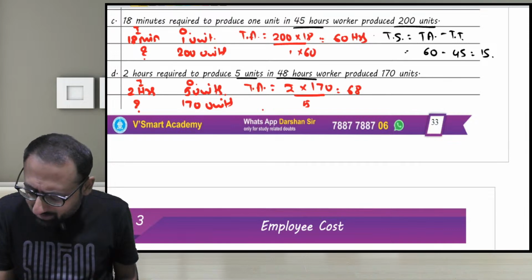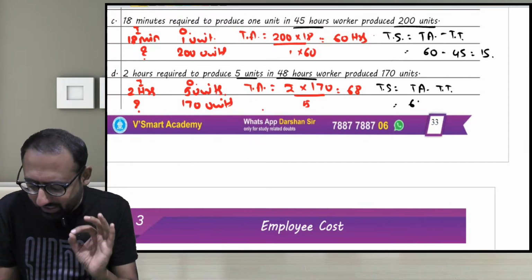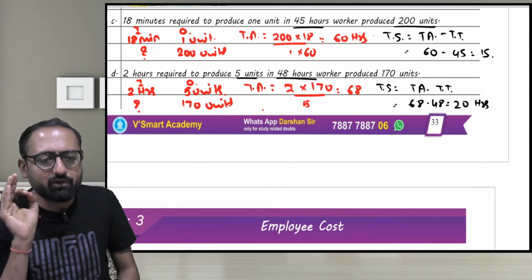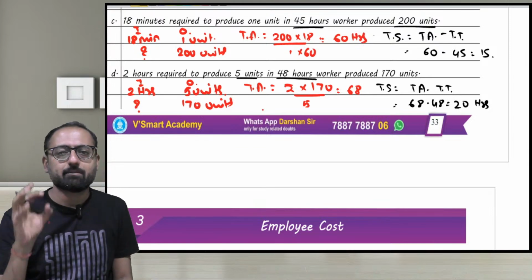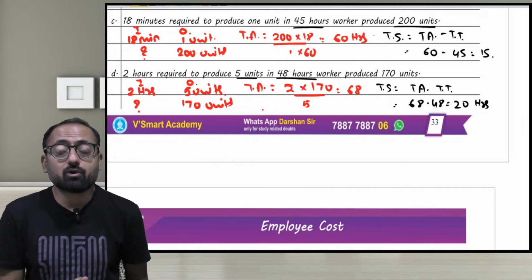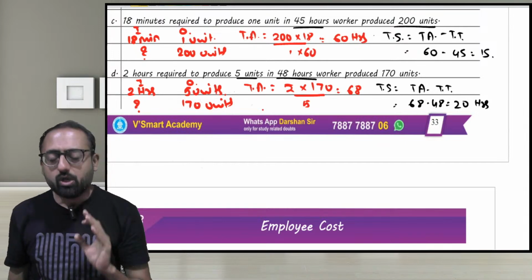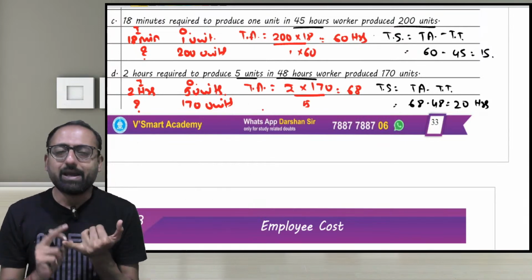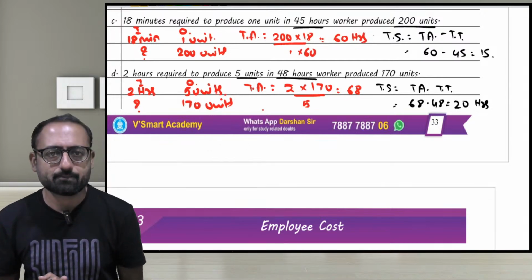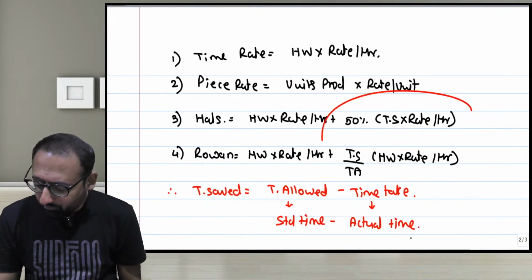Sure. So boys and girls, time saved is equal to time allowed minus time taken. Time allowed is 68, time taken is 48 hours and time saved will be 20 hours. Now I hope every one of you has got the concept of how to calculate time saved and time allowed. If you want to solve any question of Halsey, if you want to solve any question of Rowan, you'll have to first work out time allowed and time saved. Time allowed is nothing but standard time. Otherwise, you cannot work the formula. You know the formula, guys.